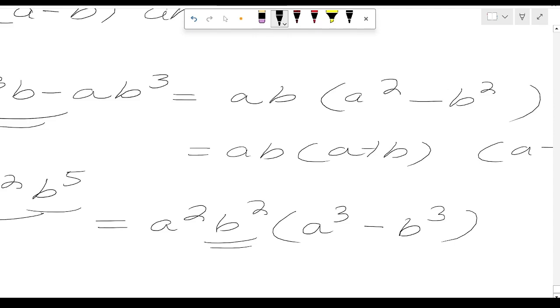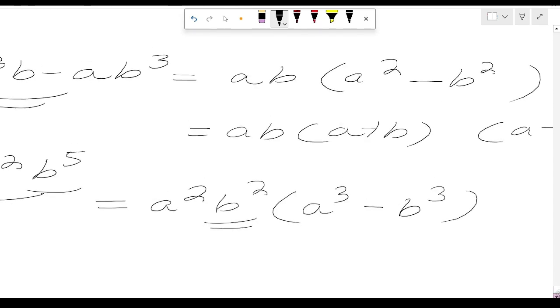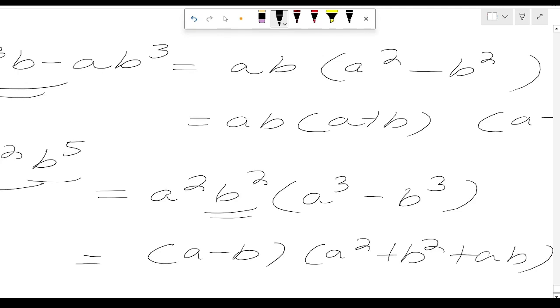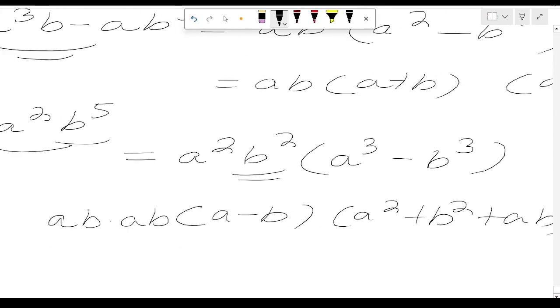So here we have a cube minus b cube. Now if you remember the formula that we learned in the previous exercise, the formula for a cube minus b cube was (a minus b)(a square plus b square plus ab). So I'll write this first, and then we have a square b square. Instead of a square b square, we can simplify it and we can write it as ab. So this is exactly the same. So I have simplified these both expressions.